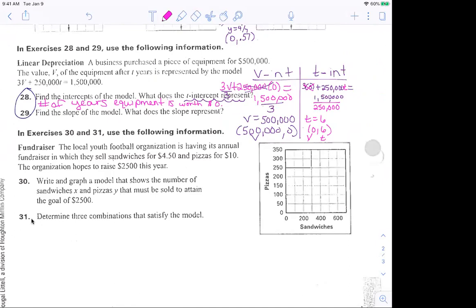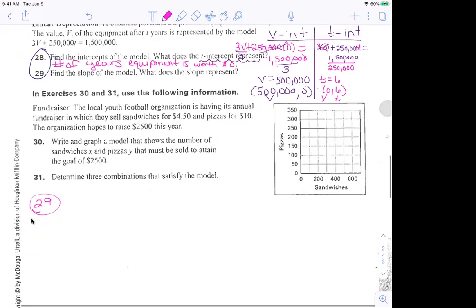So both of those parts answer question 28. We're going to also do 29, and I'm going to come down at the bottom and look at 29. It wants us to find the slope. So we have 3v. Okay, so this is saying find the slope of the equation. In a sense, we need to get this to look like y equals mx plus b, except we have a v and a t instead of an x and a y.